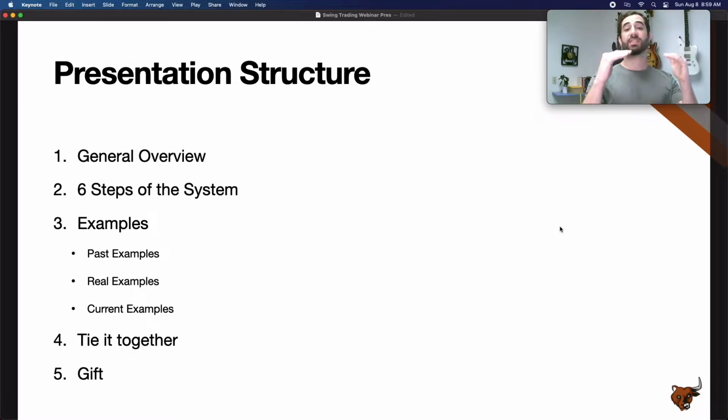Then we're going to go through examples. We're going to go through lots of examples. We're going to look at past examples. We're going to look at real examples of real trades that we actually took with our members. And then we're going to look at current examples.